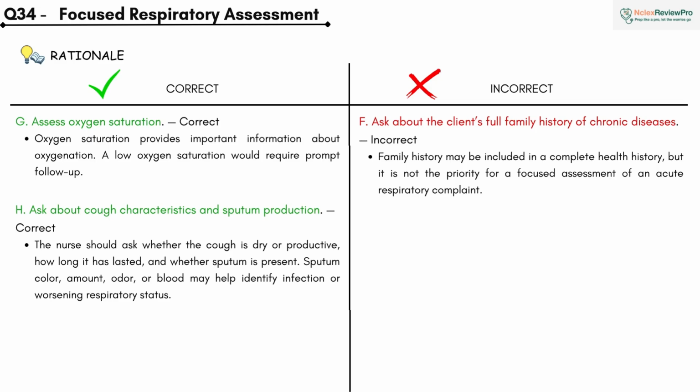Option H is correct. The nurse should ask about cough characteristics and sputum production. The nurse should find out whether the cough is dry or productive, how long it has lasted, and whether sputum is present. Sputum color, amount, odor, or blood can help identify infection or worsening respiratory status.